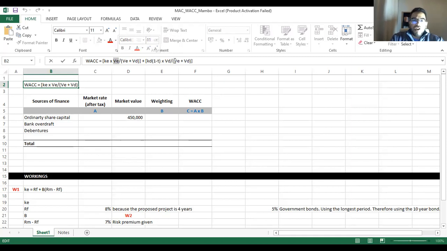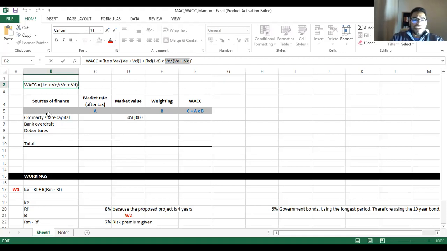Similarly, over here, value of debt divided by total long-term source of finance, which is your capital structure, tells you what percentage, what weighting, of your capital structure is funded through debt. So remember the three things we want: source of finance, cost of finance or market rate, and then your weighting. In most cases, we get our weighting by determining market values.